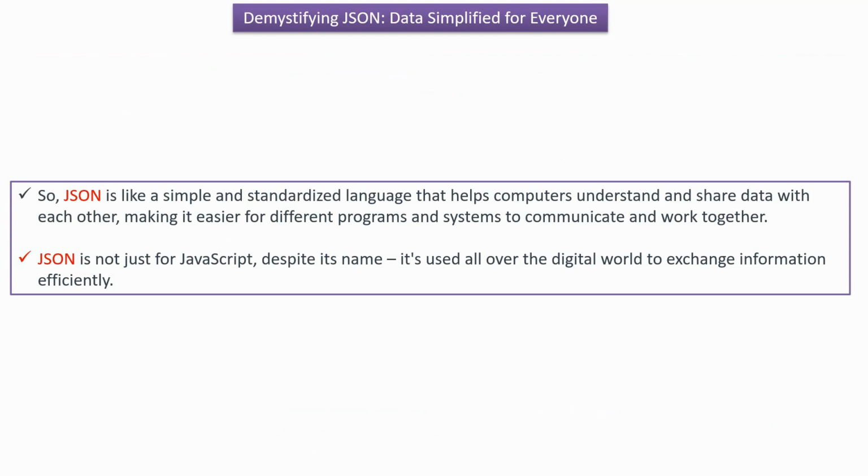So JSON is like a simple and standardized language that helps computers understand and share data with each other, and JSON makes it easier for different programs and systems to communicate and work together. And JSON is not just for JavaScript. Despite its name, it is used all over the digital world to exchange information efficiently.